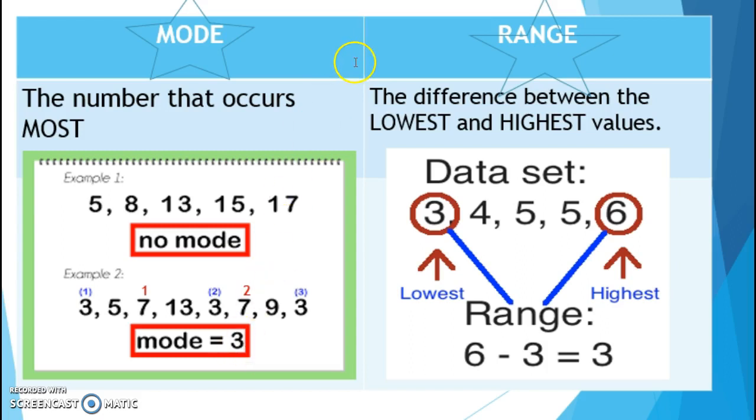Let's look at this data set and find the range. The range, again, is the difference between the lowest and highest values. If my numbers are listed from lowest to highest, I can just grab my lowest number and my highest number, bring them down here, and subtract them. 6 minus 3 equals 3. So 3 is the range, the difference between the lowest and highest number.